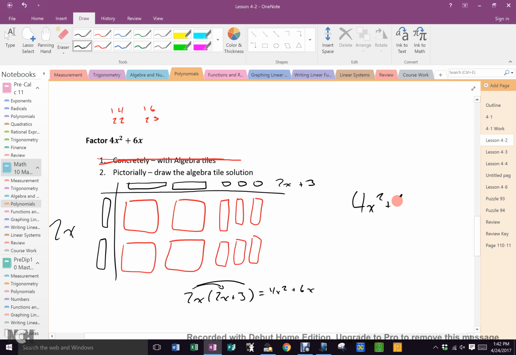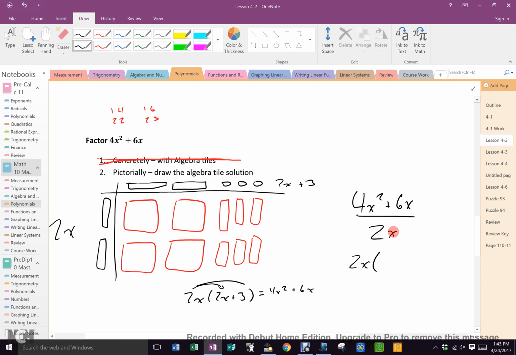4x squared plus 6x. What's the biggest number that goes into both of them? 2. And is there a letter that goes into both of them? One single x, because this guy's got one x to give, right? So that's what's coming out. So I write that first, and then I just write the answer.